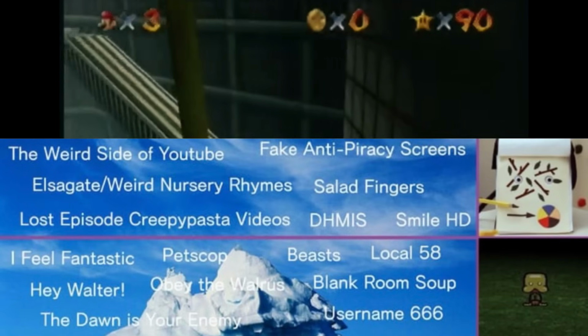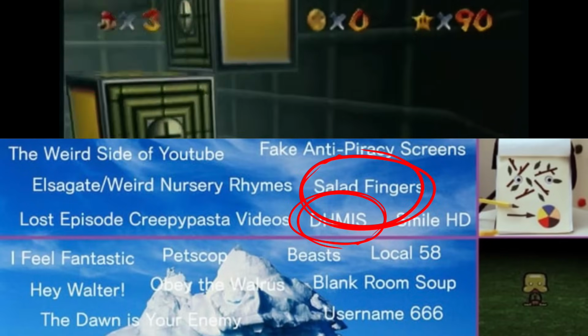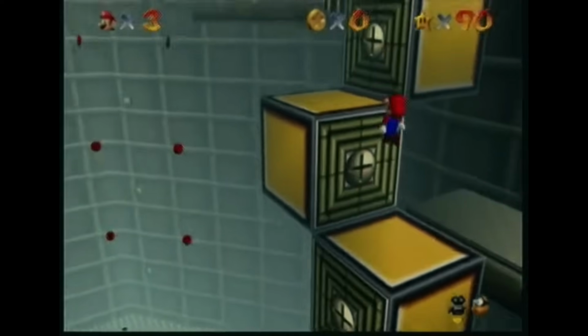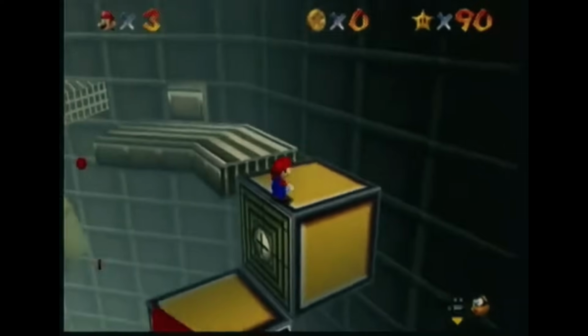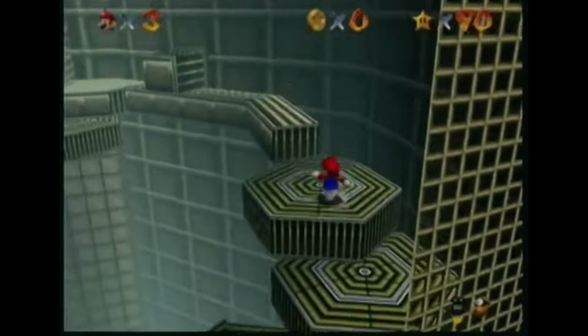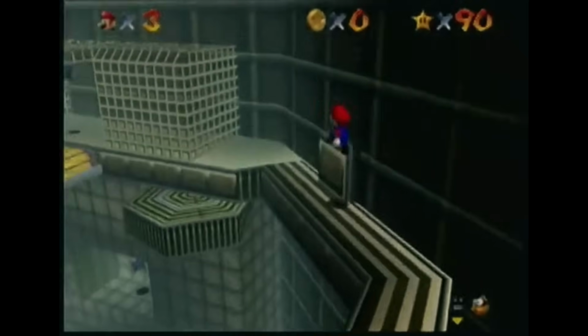This includes things like Don't Hug Me I'm Scared, Salad Fingers, and Smile HD. But of course, the deeper you go into the iceberg, the more obscure and unknown the content tends to get. So for the first few layers of this iceberg, we're gonna move a bit faster than usual and breeze past them, just to get to the actual creepy stuff.